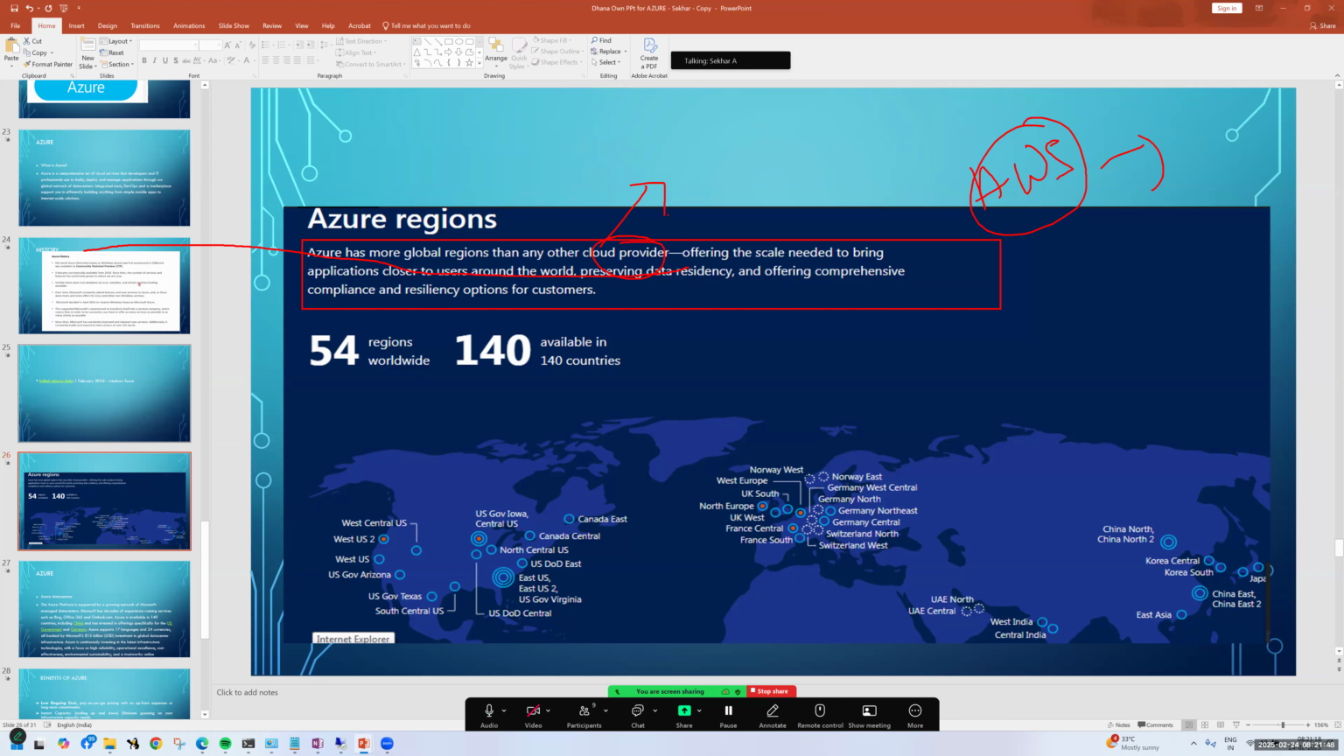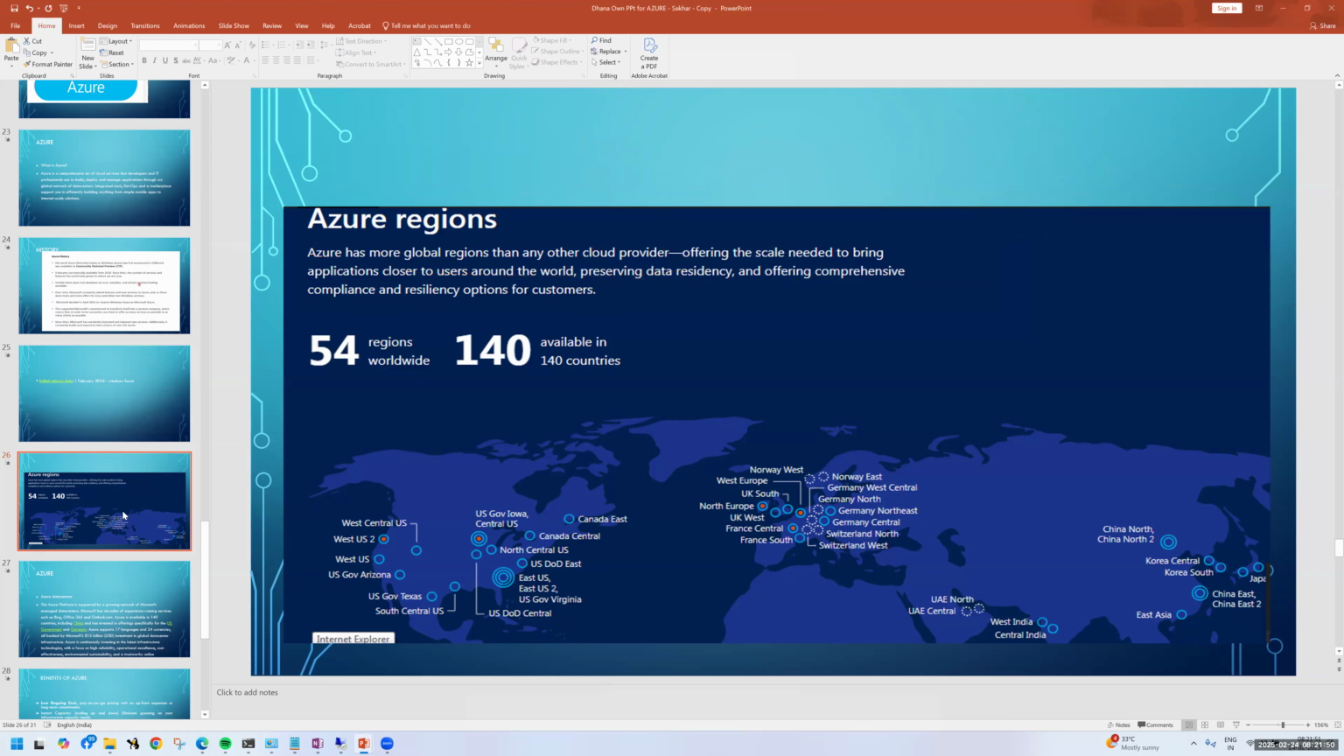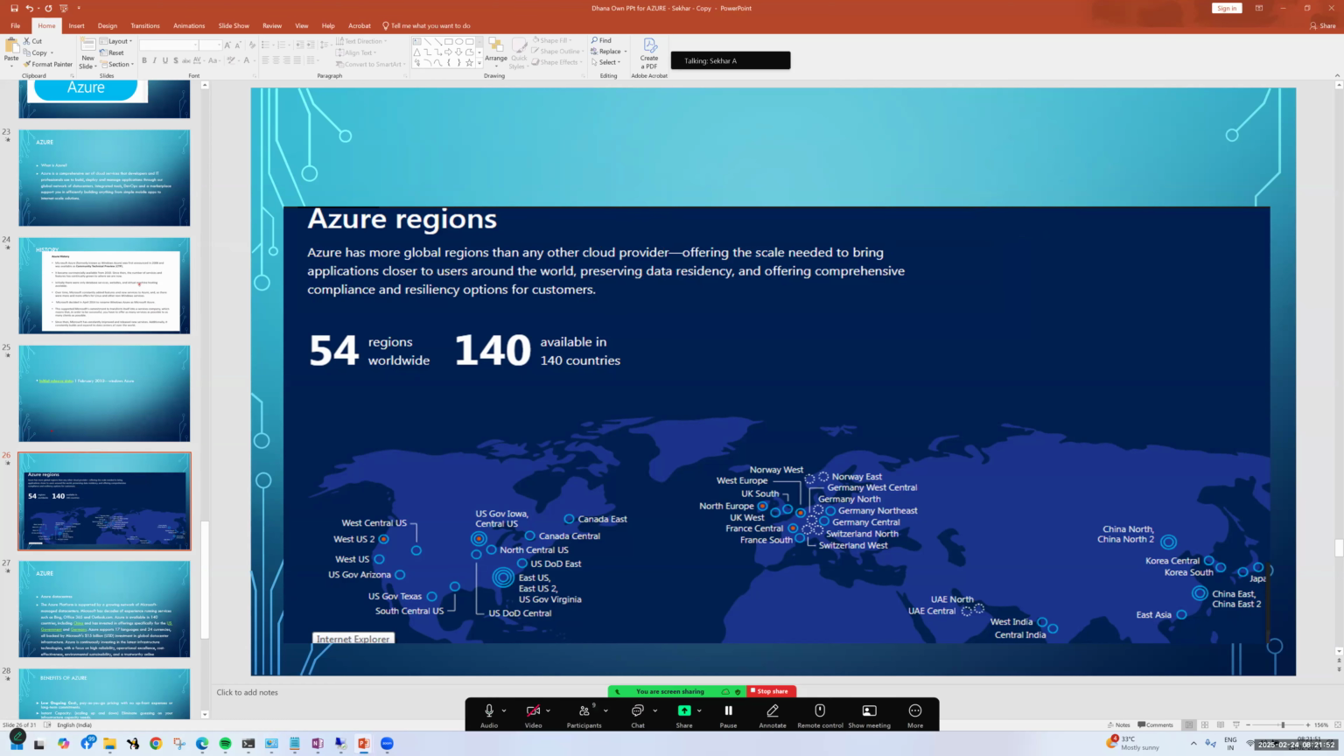Next, Azure has more global regions than any other cloud provider. Here, the other cloud provider, the competitor, is AWS. And Microsoft has 60 plus regions, across 140 countries. They have their own data centers.